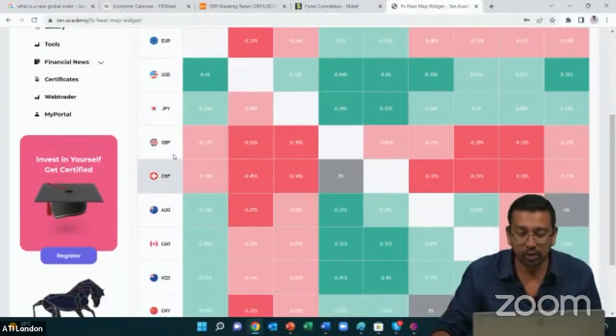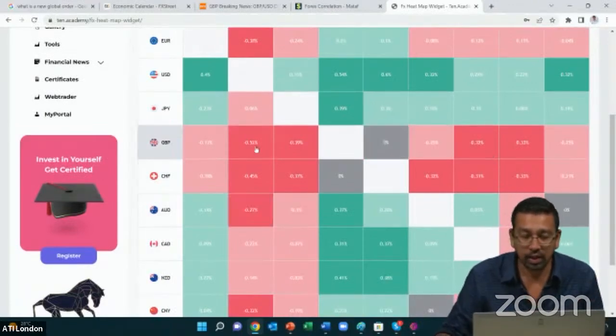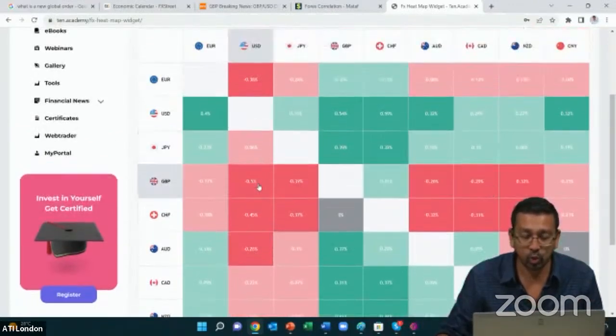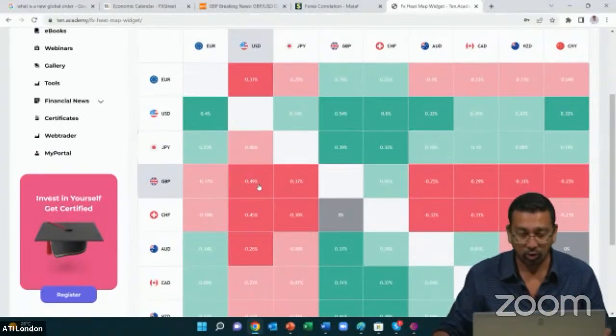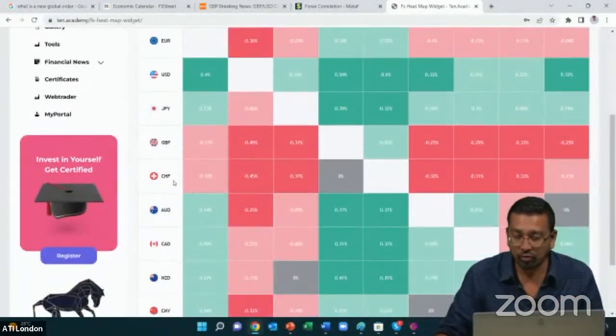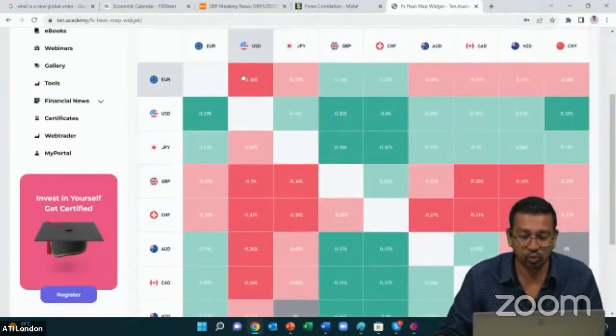Now, the next one is we go on to GBP as well. Now, GBP, the highest number that I can see is the one against USD. So again, GBP USD is good for us to look through and maybe leave the rest for later on. Now, CHF, we have got a big number. Biggest one is the 0.47. Again, it is with the USD.